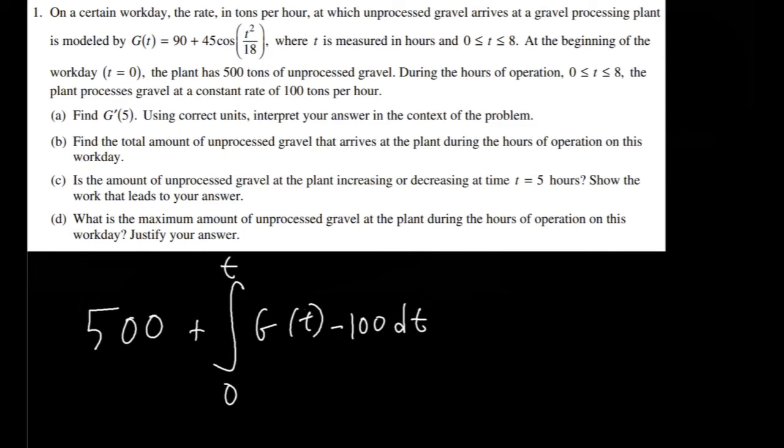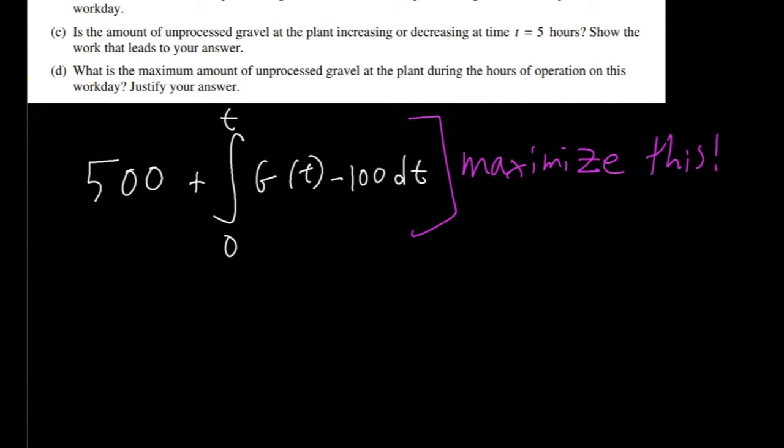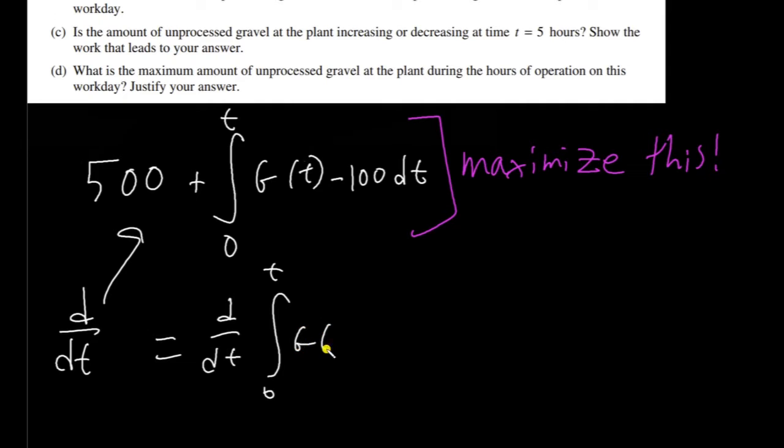And so we want to find the maximum amount of unprocessed gravel. So we want to maximize this function. Remember how to maximize stuff. You take the derivative, set it equal to 0, right? So we can take the derivative of all that. The derivative of 500 is 0, and then the derivative of the integral. Remember, the derivative and the integral sort of cancel out, and we're just left with g of t minus 100.